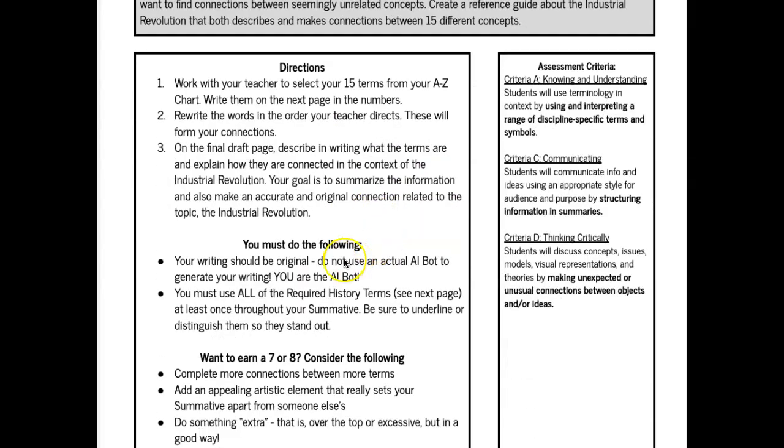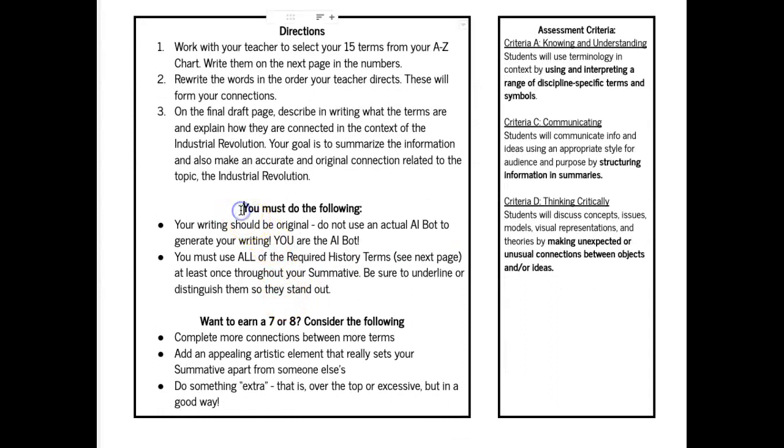All right, let's look back at the directions here. I want you to remember to consider, or you must do the following things. Your writing should be original. You are not using an actual AI bot to generate your writing. You are the AI bot. You are the one making this connection so that people can reference it. Second, you must use all of the required history terms on the next page, at least once throughout your summative. Be sure to underline or distinguish them so that they stand out. We'll talk about that more in a moment.